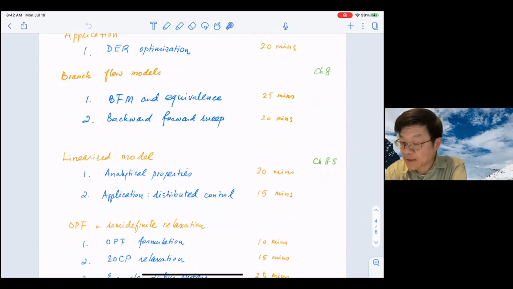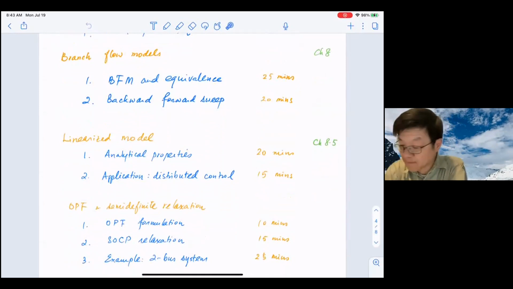Another nice thing with the branch flow model is that it has a linearized model that is much more suitable for distribution systems than the DC power flow model. It is not only a better model, but also has very nice analytical properties. So I will talk about that, and also use it to describe an application in distributed control for voltages in distribution systems.